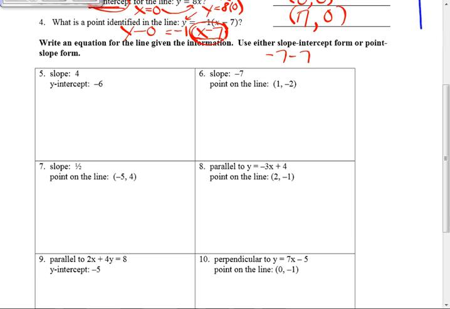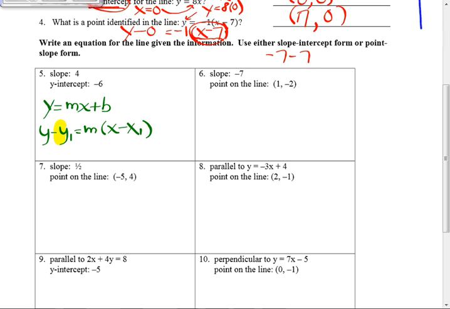Okay, guys. Now, if you're given the slope and the y-intercept, do you want y equals mx plus b, or do you want y minus y1 equals m times x minus x1? You guys did learn this last year. You have to go back in your head and remember. I'm trying to help you remember.